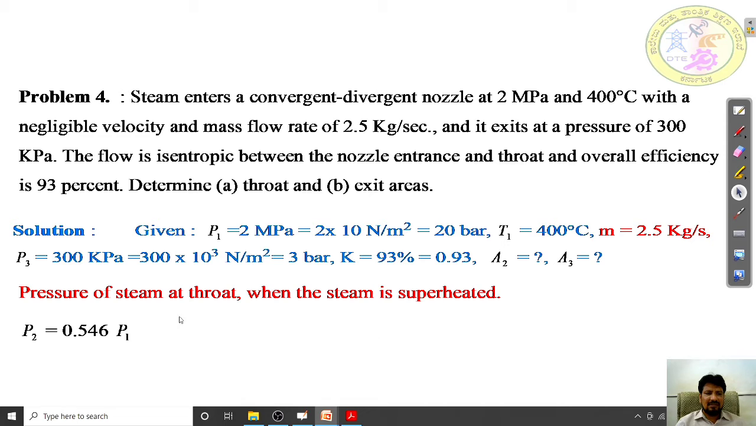We know that the critical pressure ratio for superheated steam, P2 by P1, is equal to 0.546. Therefore P2 is equal to 0.546 into P1. We know the value of P1, so substitute 20 bar: 20 into 0.546, you will get 10.92 bar, which is nearly 11 bar. So the P2 value is 11 bar.